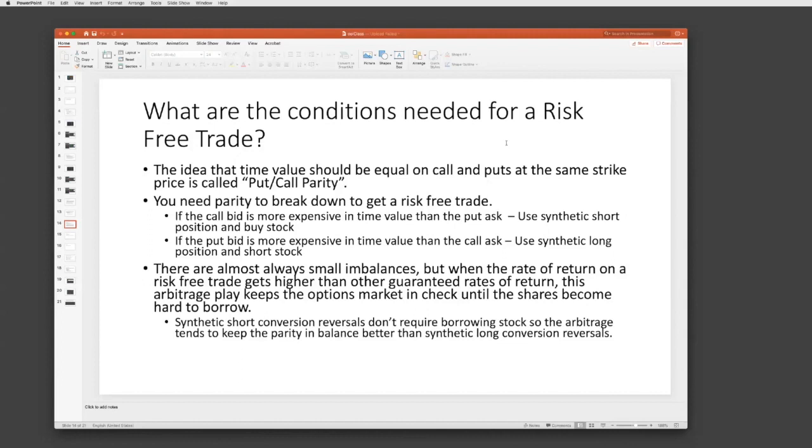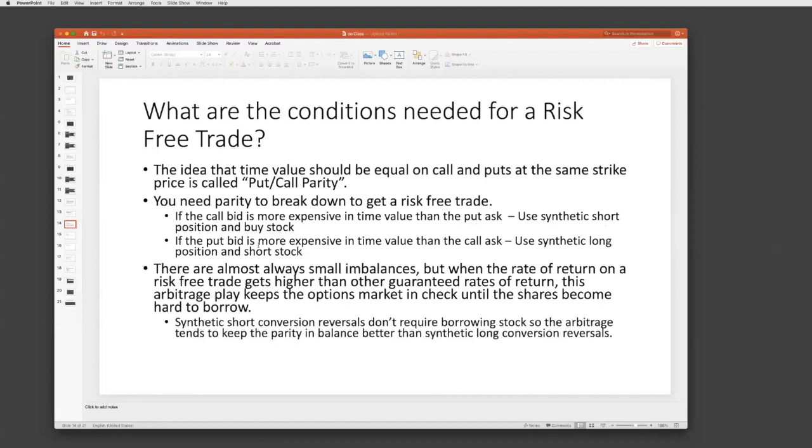So what you need for a risk-free trade to happen is for the parity to break down. You need that put-call time value to get out of balance, because that's the exploitation we can use to get a risk-free trade, using a synthetic position to offset an actual position, and then we can hit our risk-free trade. If the call bid is more expensive in time value than the put ask, you would use this to set a synthetic short position and buy the stock.